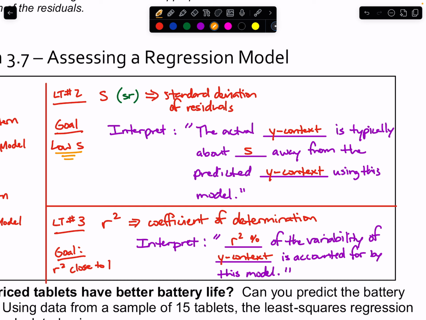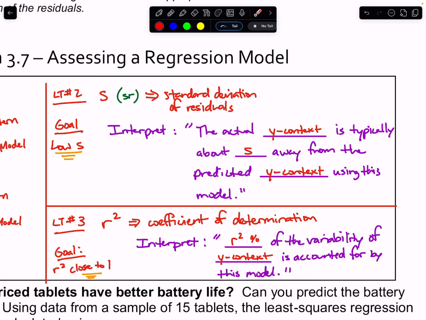The coefficient of determination, we want that to be close to 1, because what the r squared represents is kind of like a percentage. So again, we want it close to 1 because we want it close to 100%. The closer we can be to 100%, the more accurate it becomes. The interpretation says the r squared as a percentage of the variability. Remember, variability talks about the spread, how far spread out our data is. So the r squared percentage of the variability of the Y context is accounted for by this model.